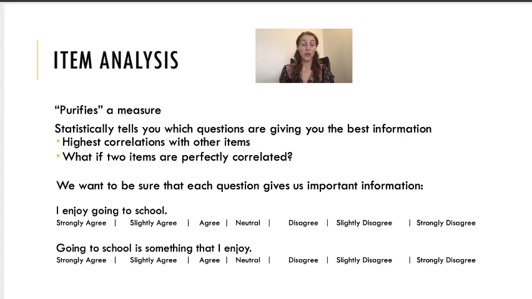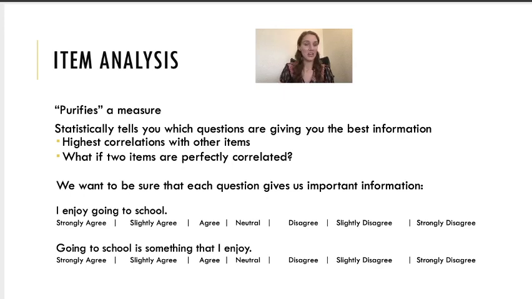Item analysis takes some other forms as well. Many of your instructors might do this for, say, multiple choice tests. You can run an item analysis and see what percentage of each question is correct. Right, if you have a question that nearly everybody missed, it was likely not the fault of the students, but more the fault of the instruction, right? So that's how we purify measures, make sure that we're getting quality information from each of the items in our measures.